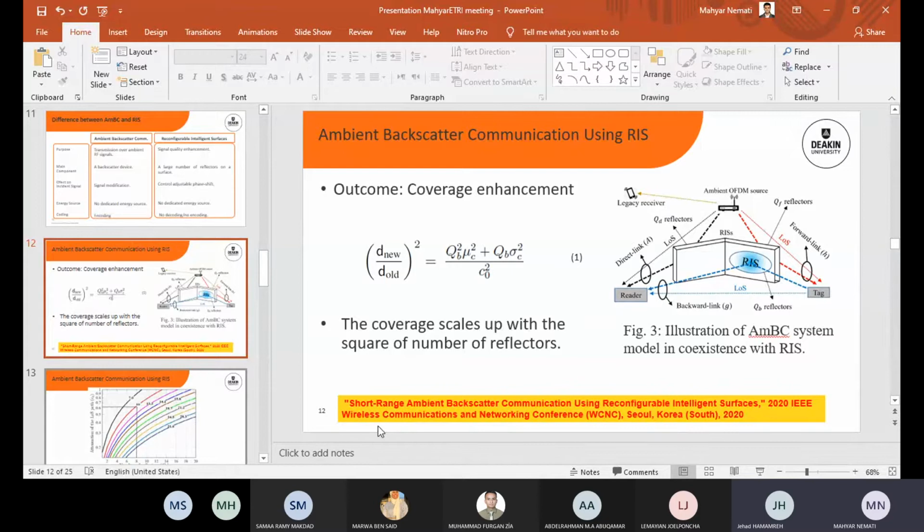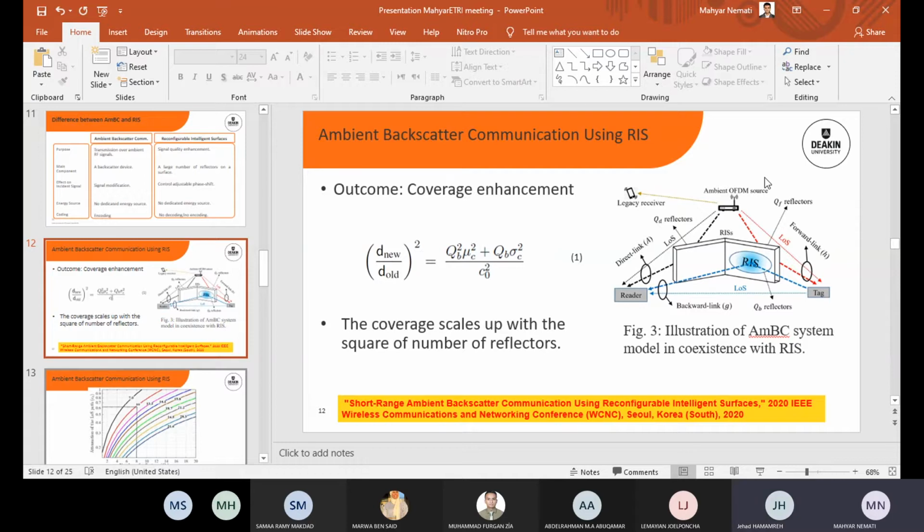I don't want to go into those parameters, but this is again another solution which is published in one of my conference papers in the WCNC. It was also presented at WCNC in South Korea. It was in April.